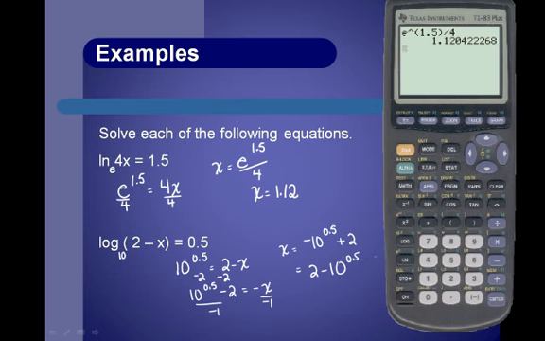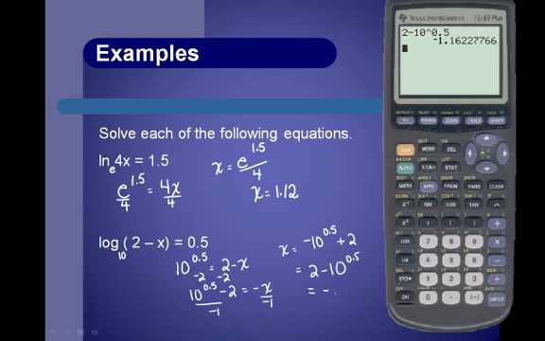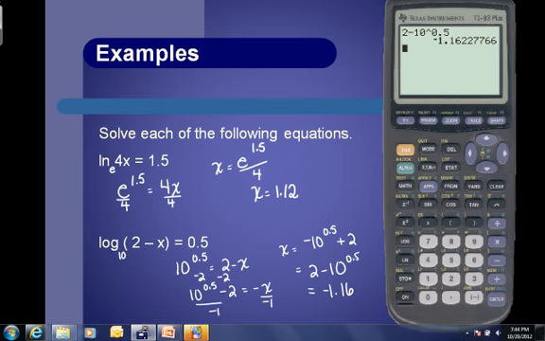So we would say on our calculator, 2 minus 10 to the power of 0.5. So x is equal to negative 1.16. We could check it. The log of 2 minus negative 1.16, get an answer, and we get 0.499, which is almost 0.5.